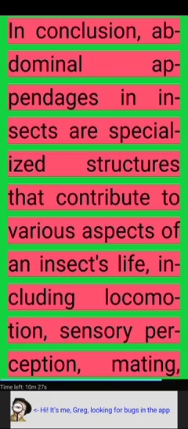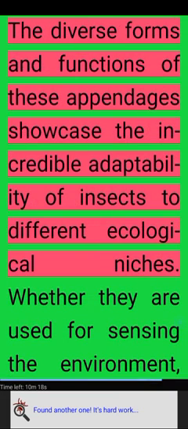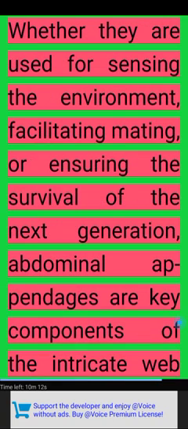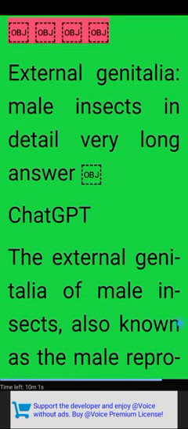In conclusion, abdominal appendages in insects are specialized structures that contribute to various aspects of an insect's life, including locomotion, sensory perception, mating, and reproduction. The diverse forms and functions of these appendages showcase the incredible adaptability of insects to different ecological niches. Whether they are used for sensing the environment, facilitating mating, or ensuring the survival of the next generation, abdominal appendages are key components of the intricate web of adaptations that enable insects to thrive in diverse habitats around the world.